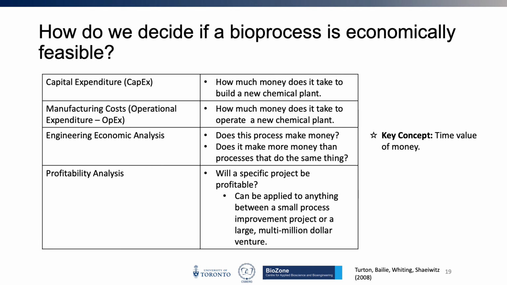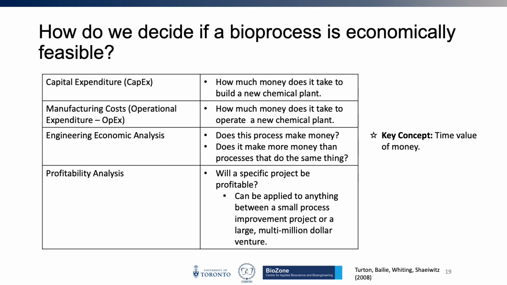So, how do we decide if a bioprocess is economically feasible? There are four major components that go into helping us decide this. The first is figuring out capital expenditure, or CapEx. To do that, you basically have to answer for yourself: how much money does it take to build a new chemical plant? For figuring out manufacturing costs, which you might have also heard of as operational expenditure or OpEx, you would need to answer the question of how much money does it take to operate a new chemical plant. So CapEx is build, OpEx is operate.